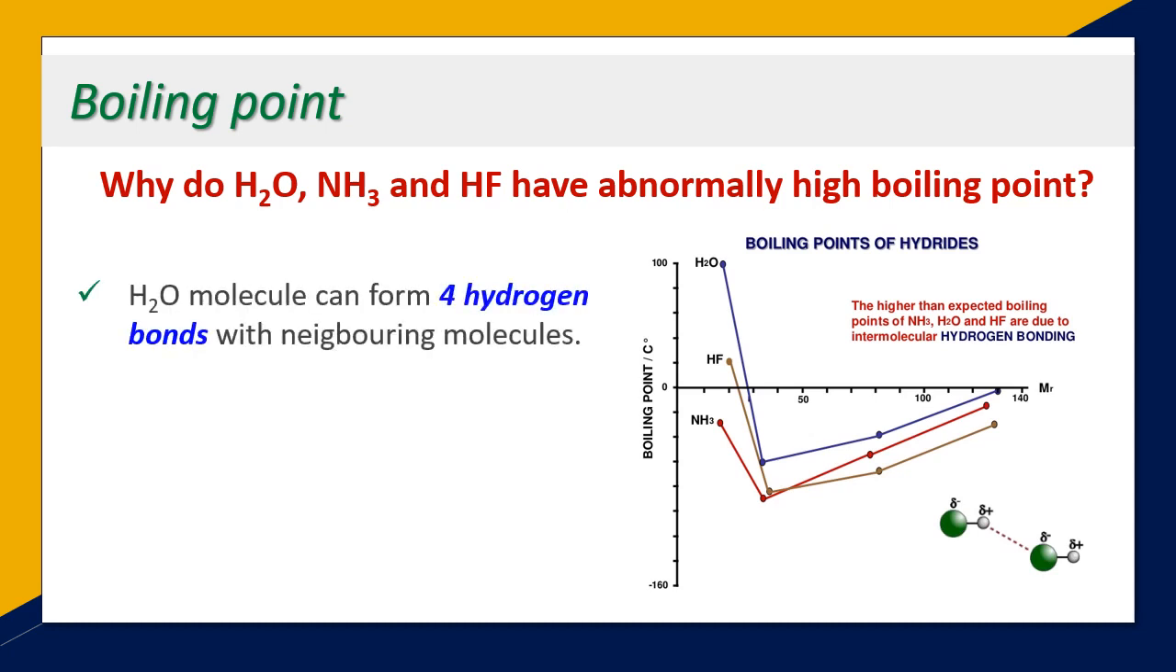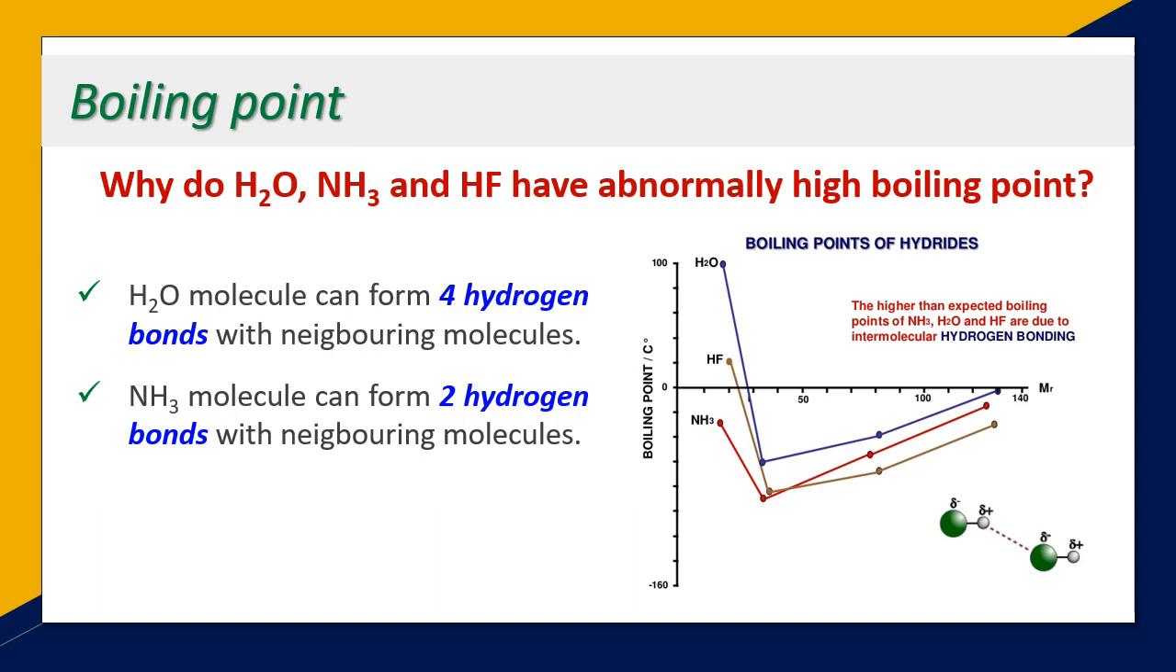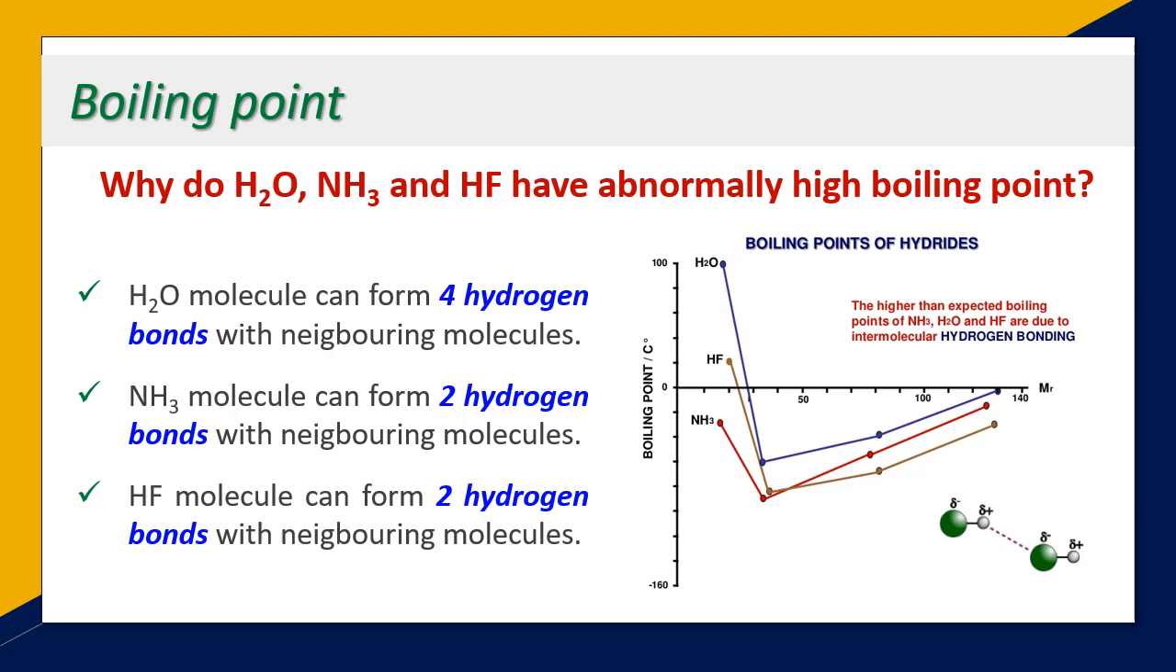Why do water, ammonia, and hydrogen fluoride have abnormally high boiling points? A water molecule can form 4 hydrogen bonds with neighboring molecules. The ammonia molecule can form 2 hydrogen bonds with its neighboring molecules, while the hydrogen fluoride molecule can form 2 hydrogen bonds with neighboring molecules.